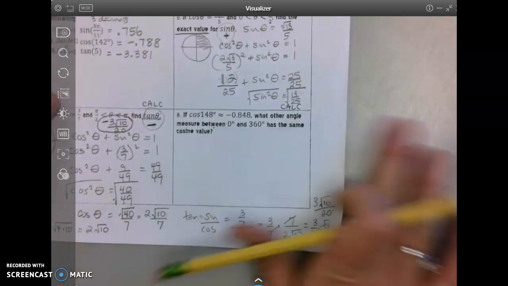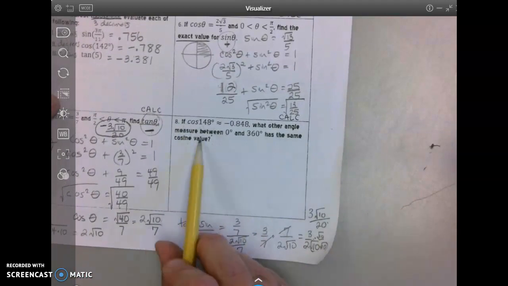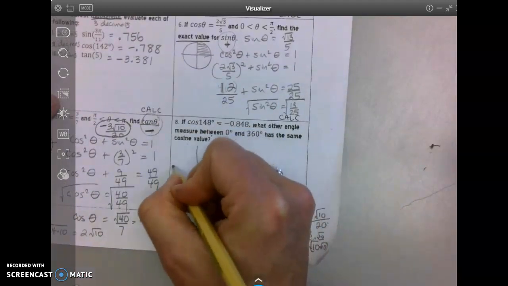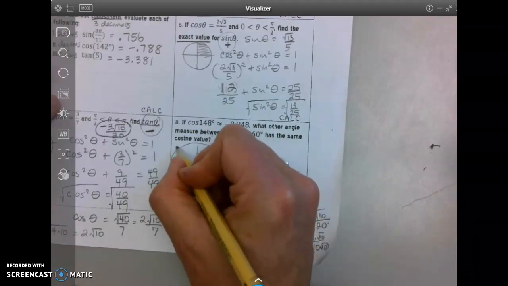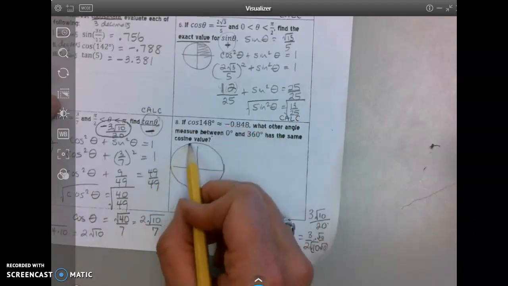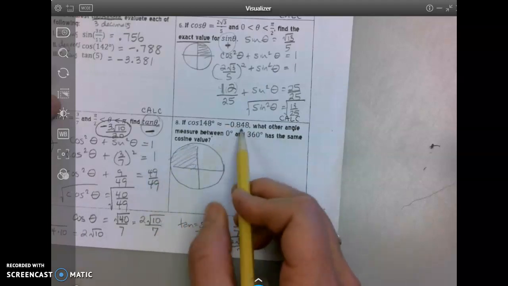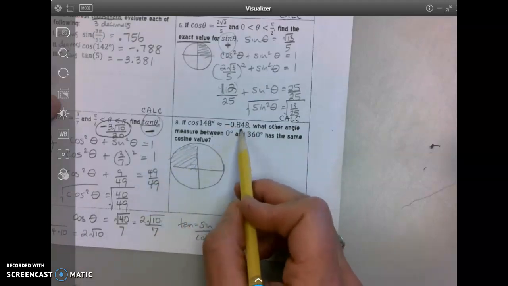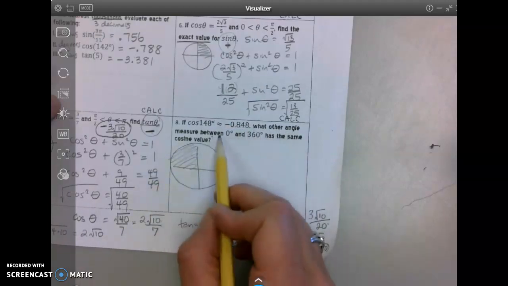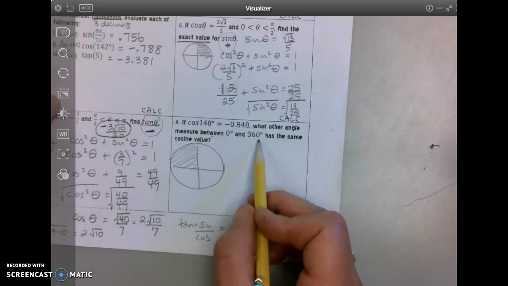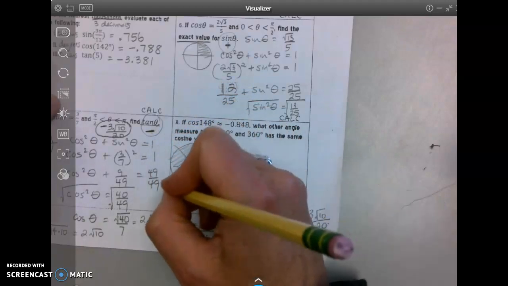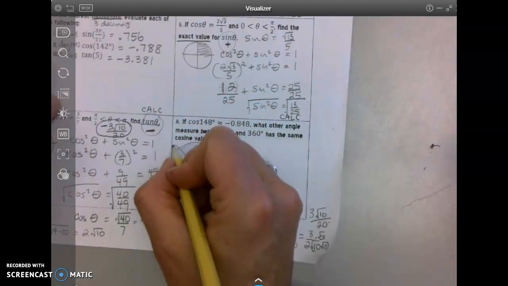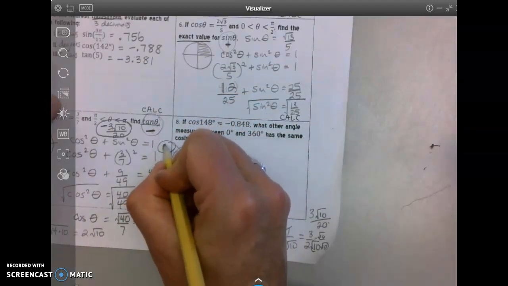Alright, number 8. If the cosine of 148, okay, let me think where that would be. 148 would be in this quadrant here. So I'm in this quadrant. Is negative 0.848. What other angle measure between 0 and 360 has the same cosine value? Okay, I want the same cosine value. So I know that this is 148.